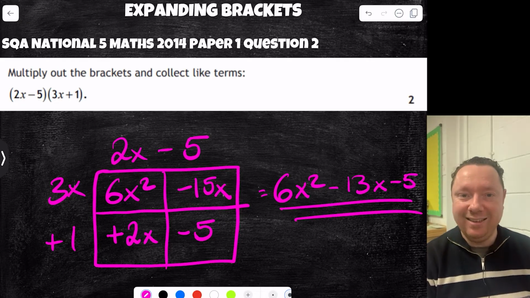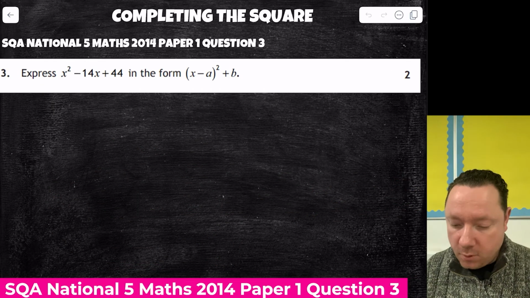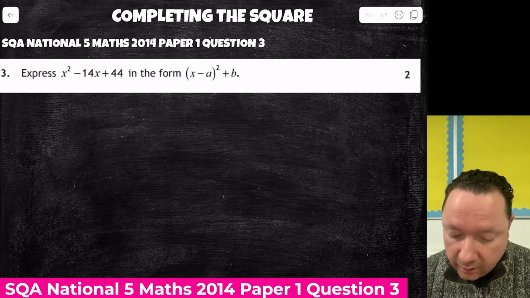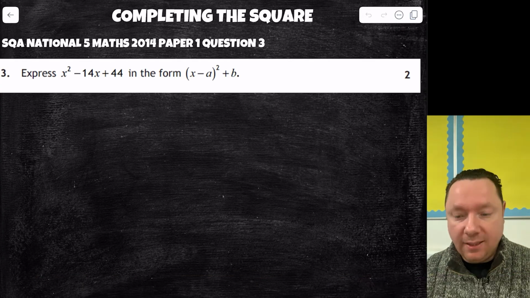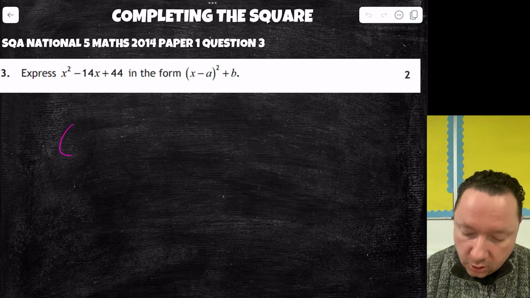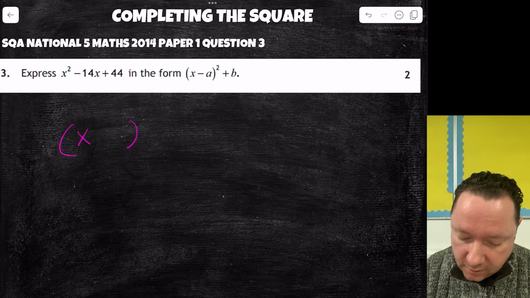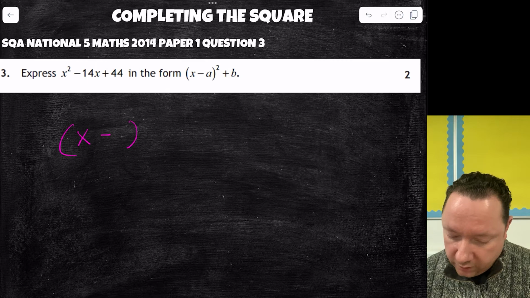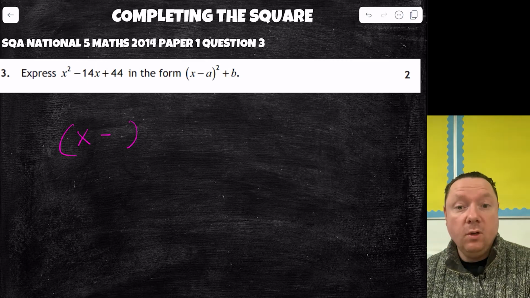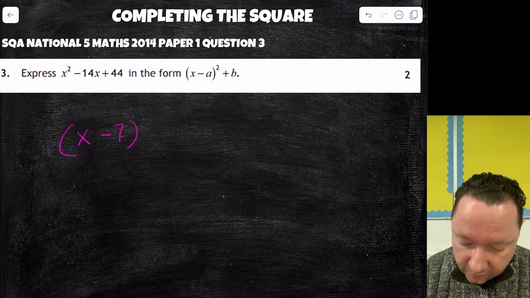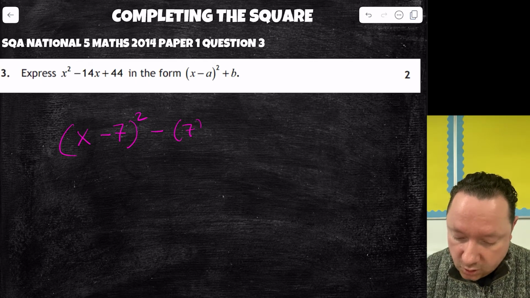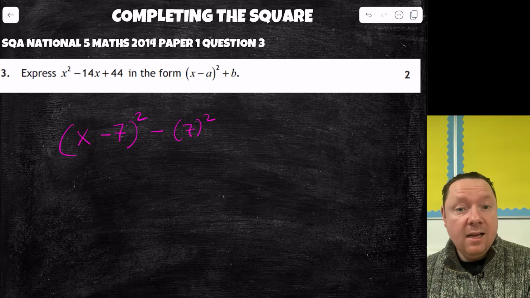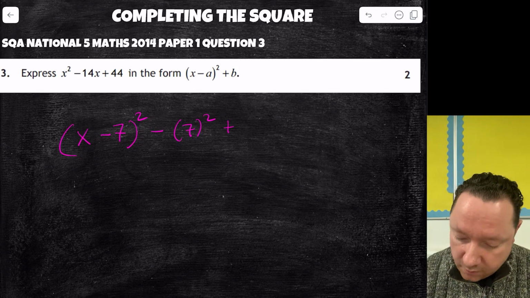And we're done there. SQA National 5 Maths 2014, Paper 1, Question 3 on completing the square. Express x squared minus 14x plus 44 in the form x minus a squared plus b. So all you do is you open a bracket, it's x minus a. The middle term is 14, so I divide that by 2 to get 7 squared. I immediately take away that 7 squared, and then it says plus 44 at the end, so I keep that plus 44.